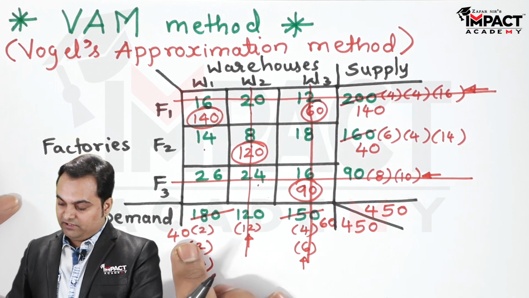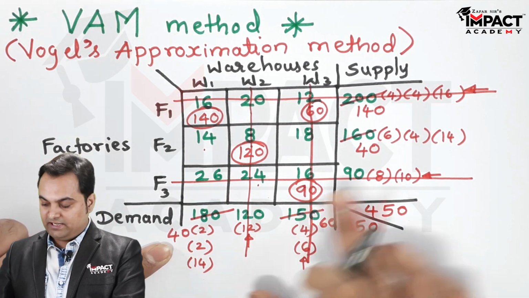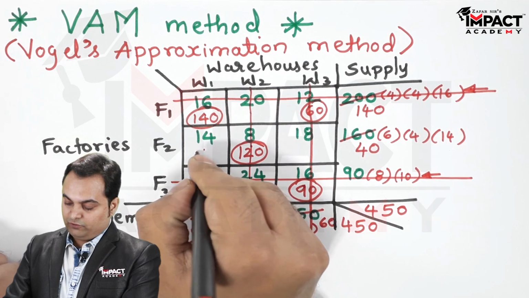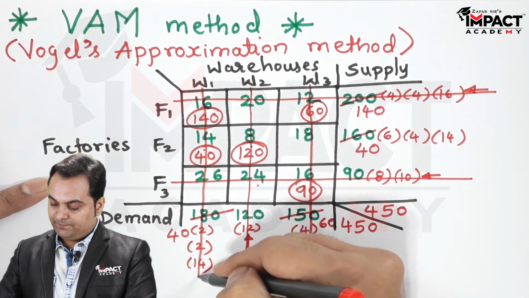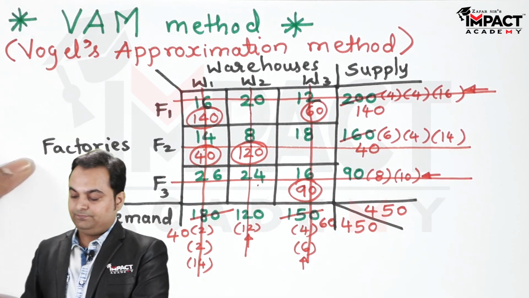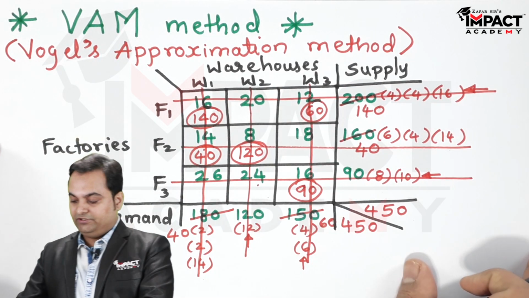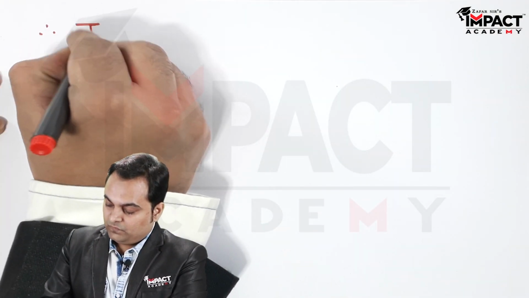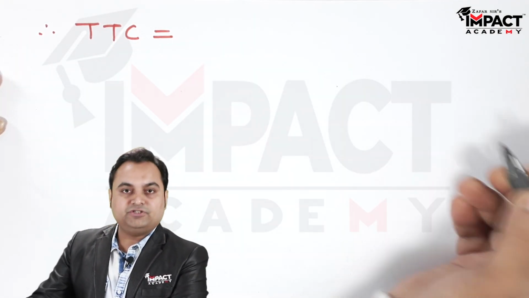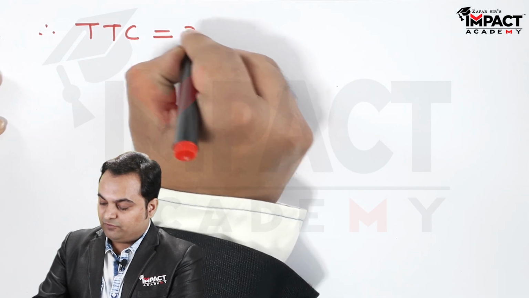Now in this cell, when we see, the demand is of 40 and even the supply is of 40, so 40 would come over here. Now the total demand has also been met and the supply is also completed. So now I can calculate the total transportation cost, that is TTC, the total transportation cost. I am assuming it to be in terms of rupees.